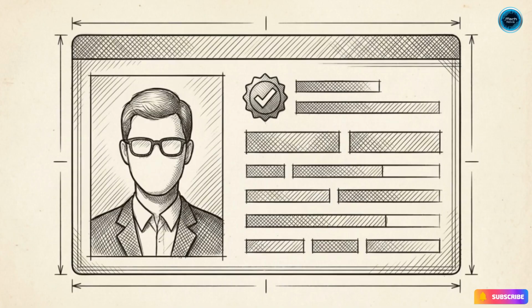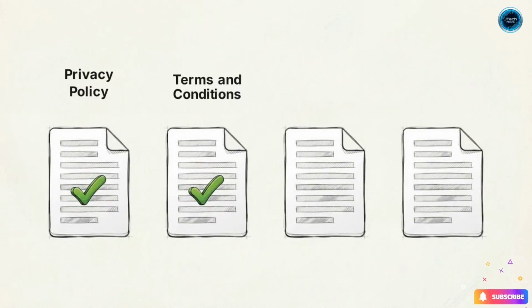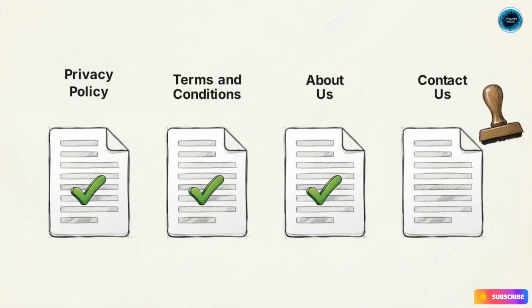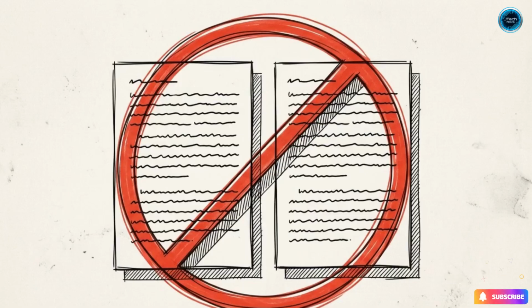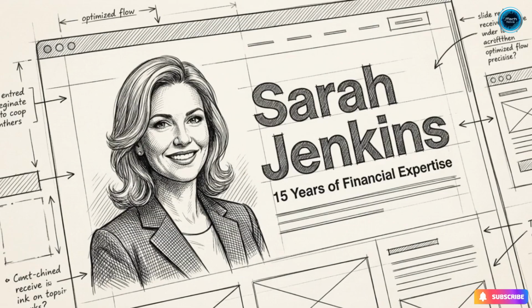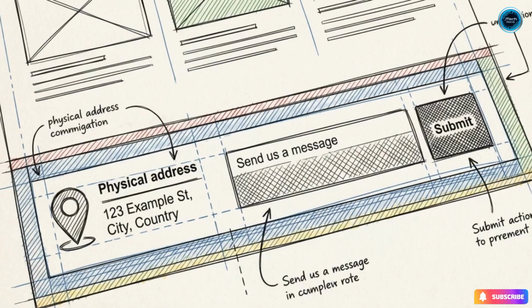Step 2 is proving you are a real entity by establishing experience, expertise, authoritativeness, and trustworthiness, the EEAT framework. You must have 4 specific custom-authored pages: the privacy policy, terms and conditions, about us, and contact us. Do not copy and paste these from free legal page generators. Your About page needs a named author with stated expertise in your niche. You also need to include a physical address or a working contact form.